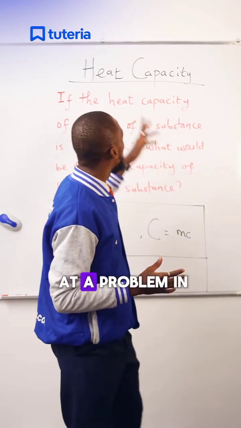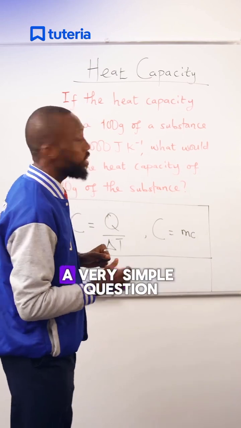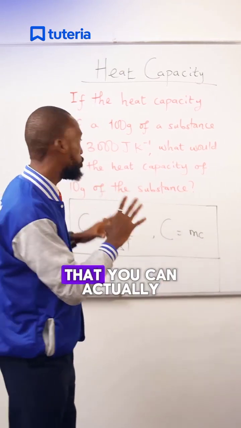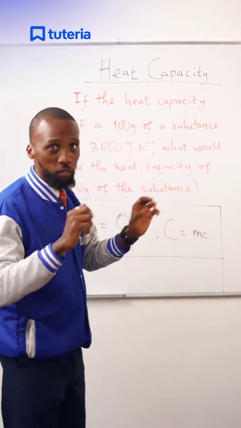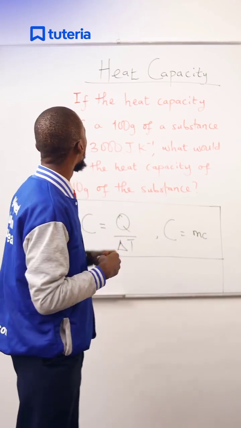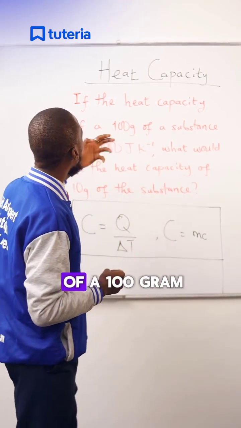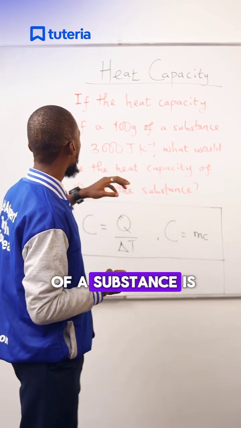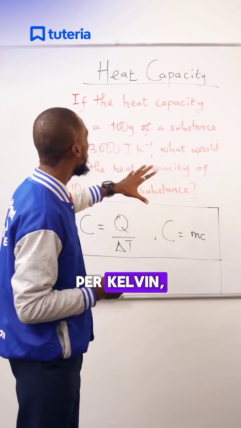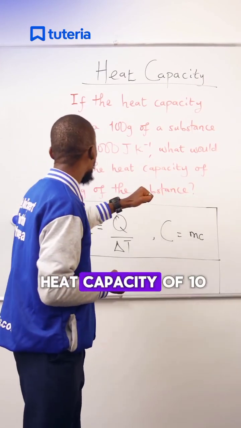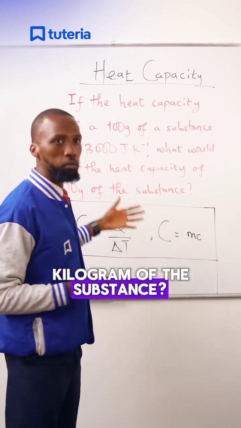Today we'll be looking at a problem on heat capacity, a very simple question that you can actually solve without calculating anything. If the heat capacity of 100 grams of a substance is 3000 joules per Kelvin, what will be the heat capacity of 10 kilograms of the substance?